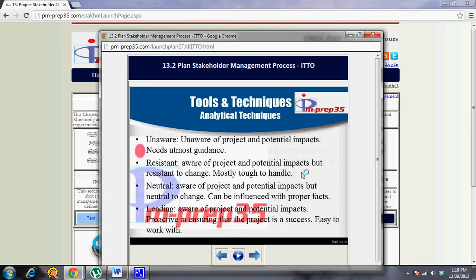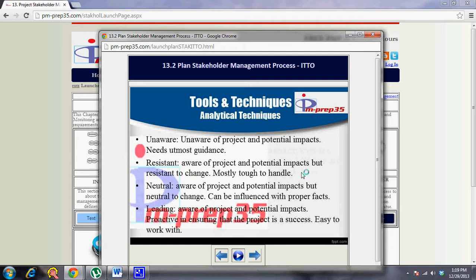Then there is neutral: aware of the project and potential impacts but neutral to change, can be influenced with proper facts. These people are not resistant, nor are they proactive in taking up the product, but they are neutral, and you need to convince them. That's the kind of stakeholder you call neutral. Then there is leading: aware of the project and potential impacts. They are fairly excited about the project, so they are sometimes knowledgeable too. Proactive in ensuring that the project is a success, easy to work with.